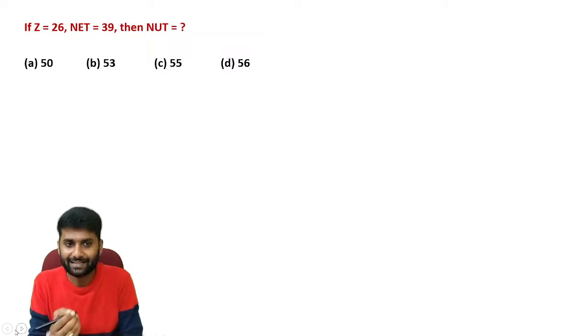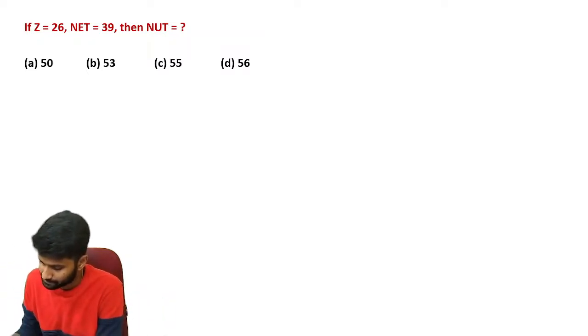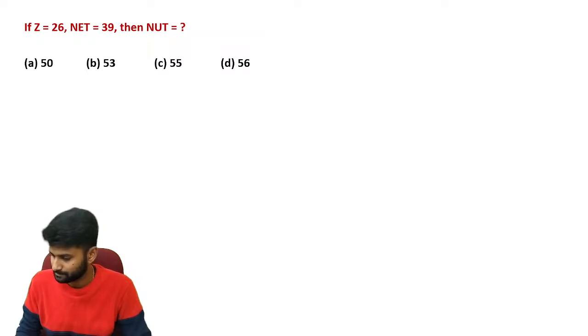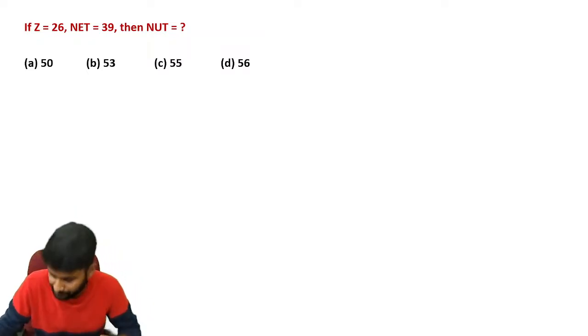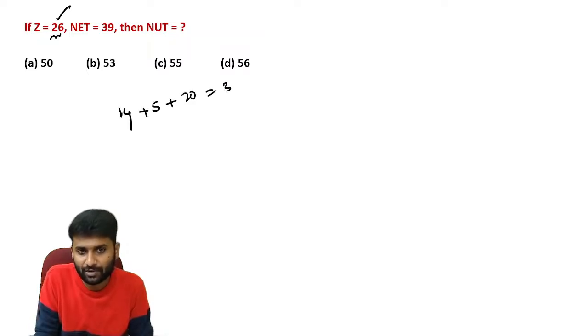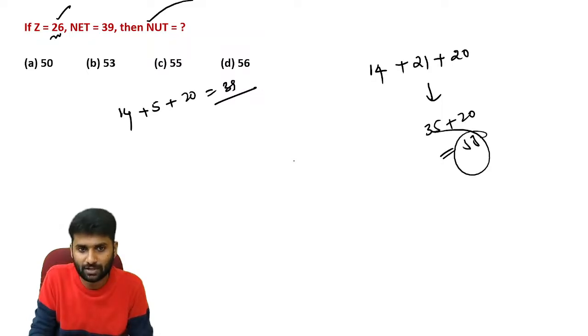Now see here, Z is equal to 26, NET is equal to 39. What about NUT? Answer this question. Now see here, Z is 26. Again alphabetical position: N 14, E 5, T 20. Sum you will get 39. So here N 14, U 21, T 20. Your sum value becomes 35 plus 20, which is equal to 55.